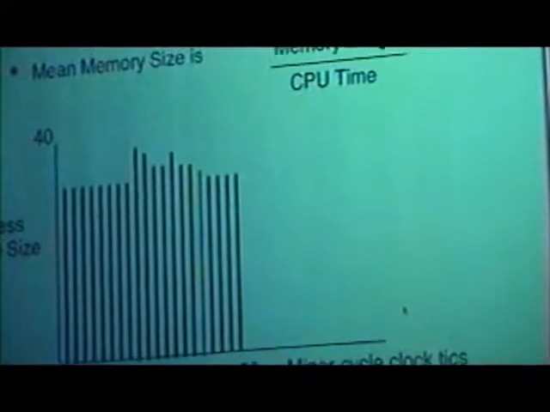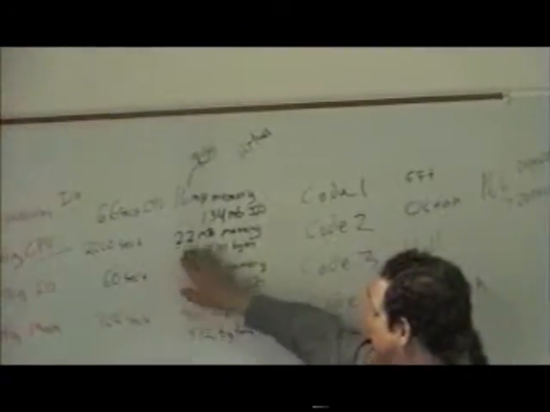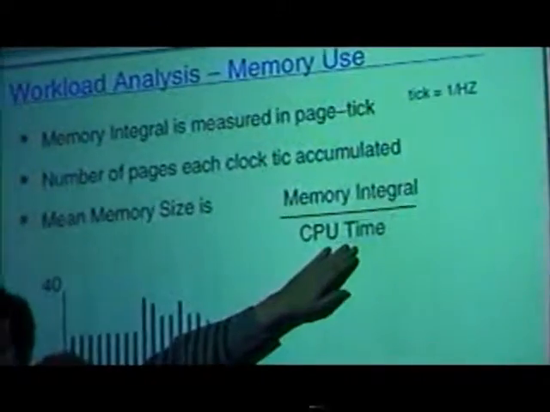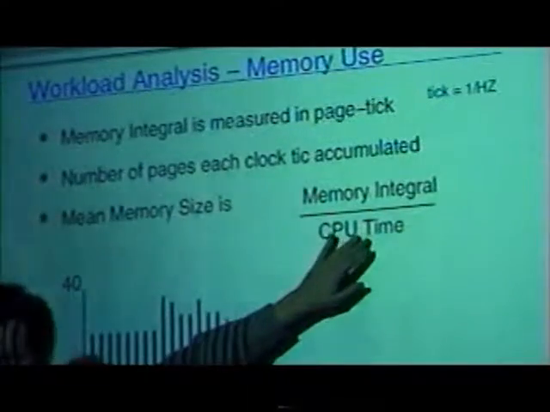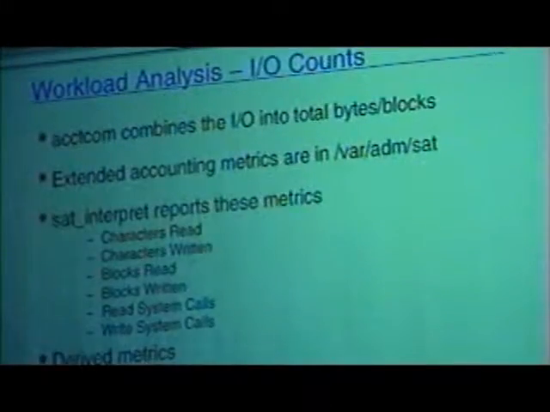These things here were memory integrals. Average memory size, 16 meg, 22 meg, and 400 meg. That was gotten from the memory integral. And what we do there is take the integral and divide by the CPU time, and that gives me the average memory size. So that's what accounting was giving me, was this. And not the virtual size.